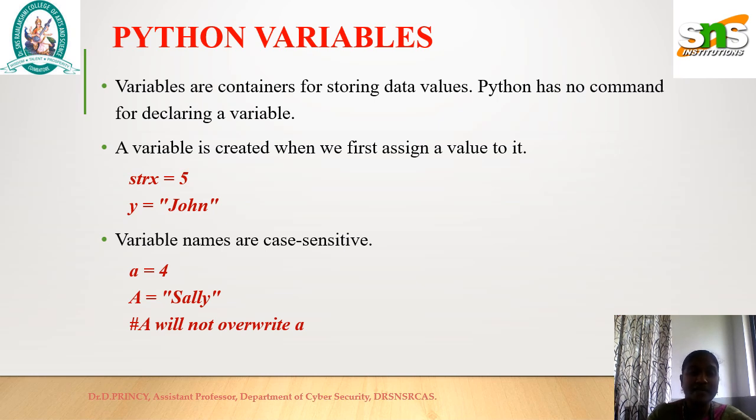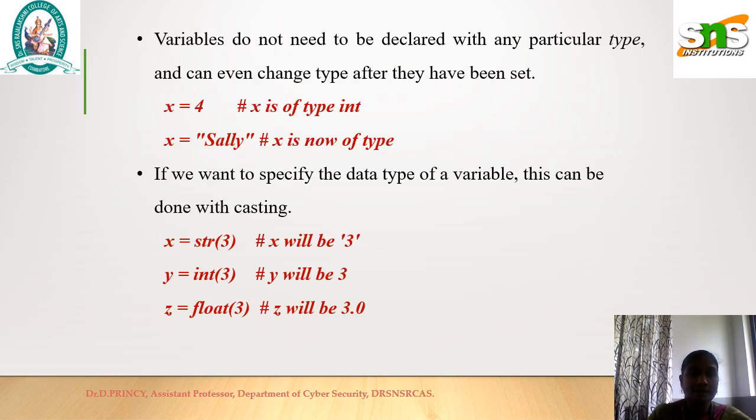For example, x equal to 5. So 5 is a value which is assigned to the variable x. Then y equal to "John". John is a string value, so it is enclosed with either single quotation or double quotation. y is the variable. Variable names are case sensitive, as I told already. Small a equal to 4, capital A equal to "Sally". Small a and capital A are totally different from each other.